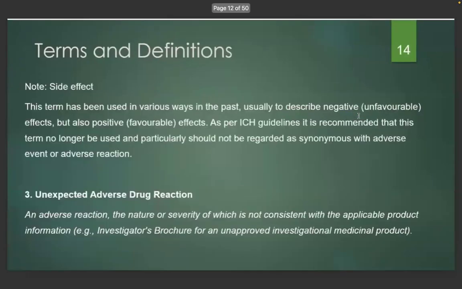What is an unexpected adverse event? An adverse reaction that, in nature or severity, is not consistent with the applicable product information. It's nothing but the investigator brochure. How many of you know what the investigator brochure is?